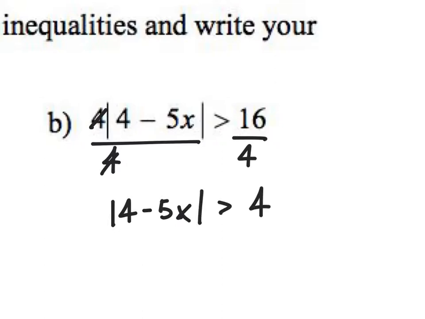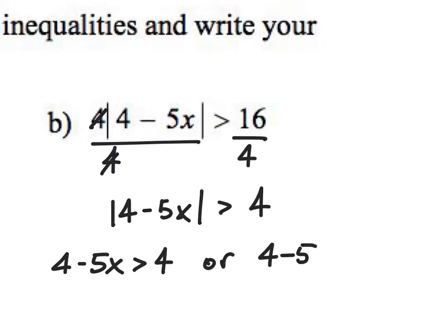Now remember, to solve this, we've got to create two inequalities. So I'm going to do 4 minus 5x is greater than 4, or I'm going to do 4 minus 5x is less than negative 4. Remember, I keep the same sign here, this doesn't change, but then on the next one, I flip my inequality symbol and make this one negative.